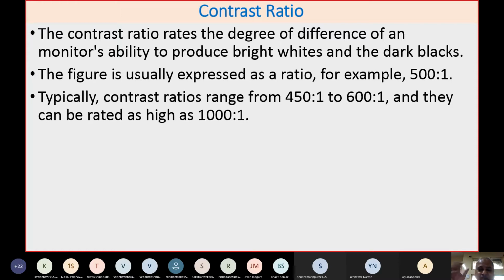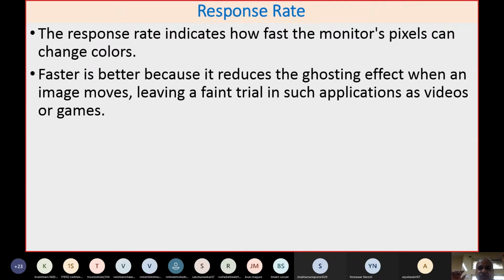But nowadays TVs coming into the market are capable of producing a contrast ratio as high as 1000 to 1. That means they are distinguishing the black colors from white colors very sharply. This is contrast ratio. Then what is the response rate?